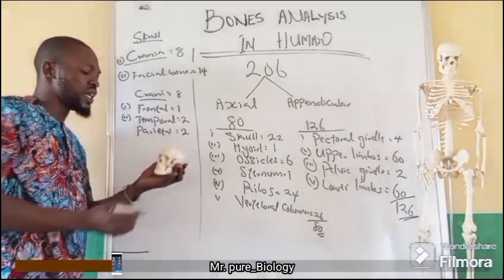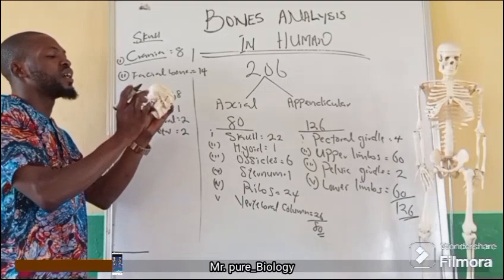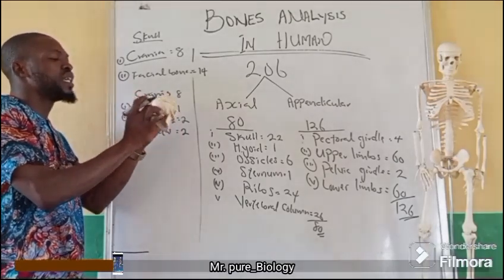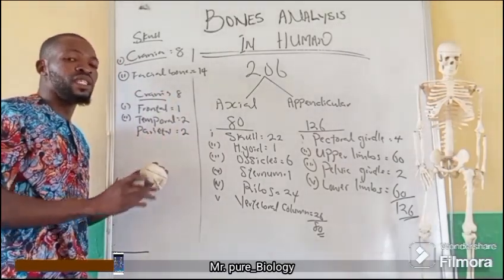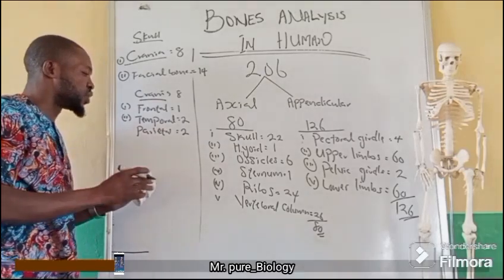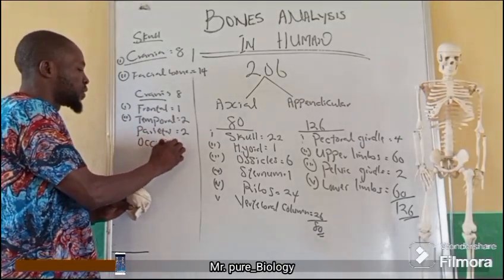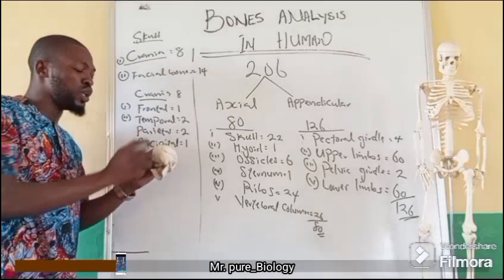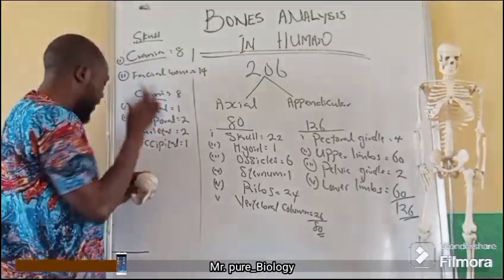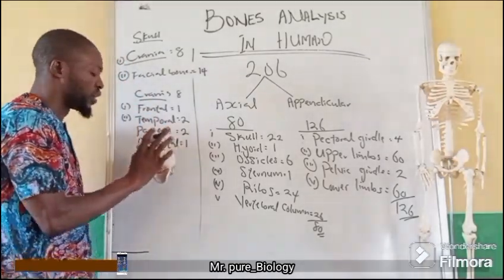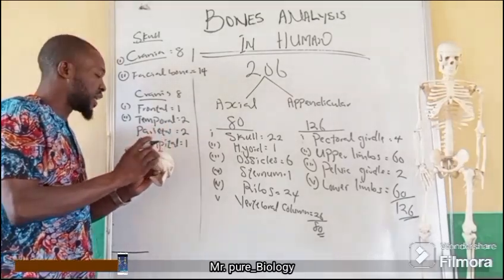It's also 2 bones. Now after that, we have the bone in which our cerebellum is situated. That's what we call occipital. Occipital is just 1 bone. It is found here, and it is the one that protects our cerebellum.